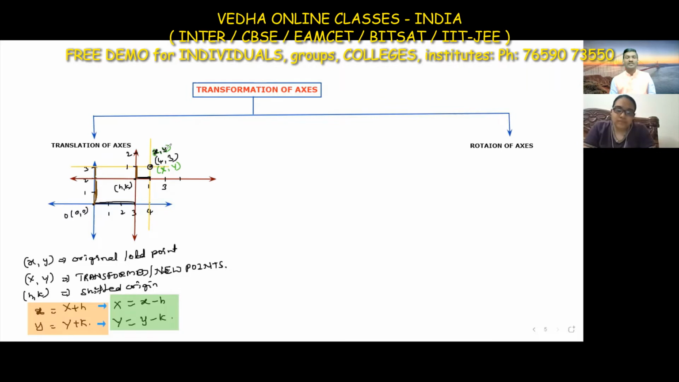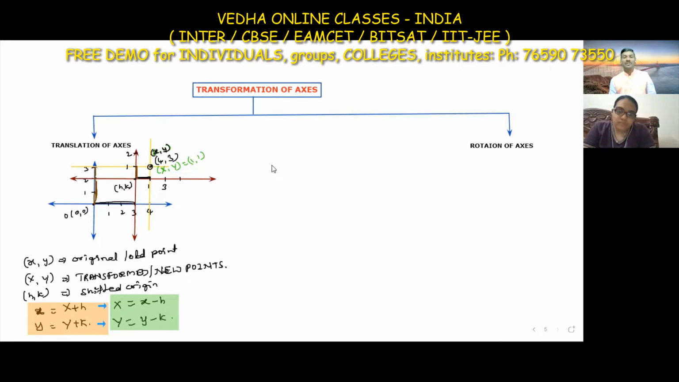Small x and small y is 4,3, and capital X and capital Y. So E is nothing but 1,1, capital X and capital Y 1,1. But the point position is the same.